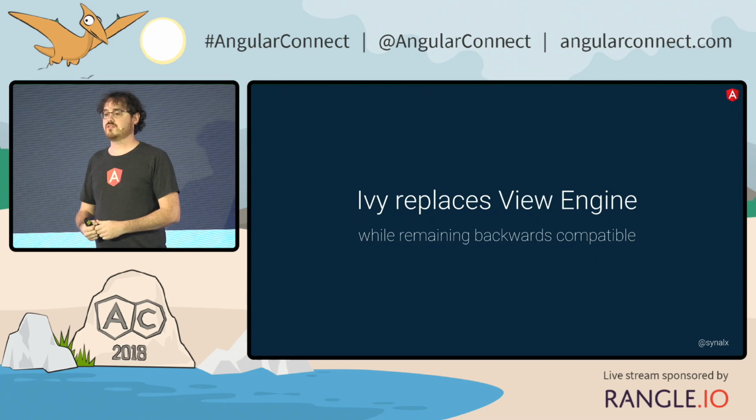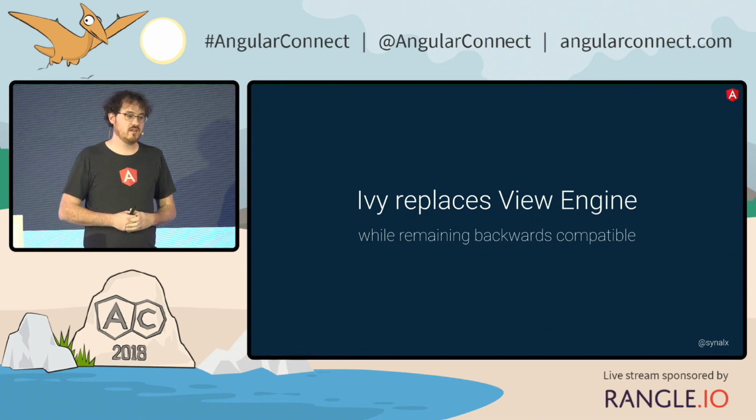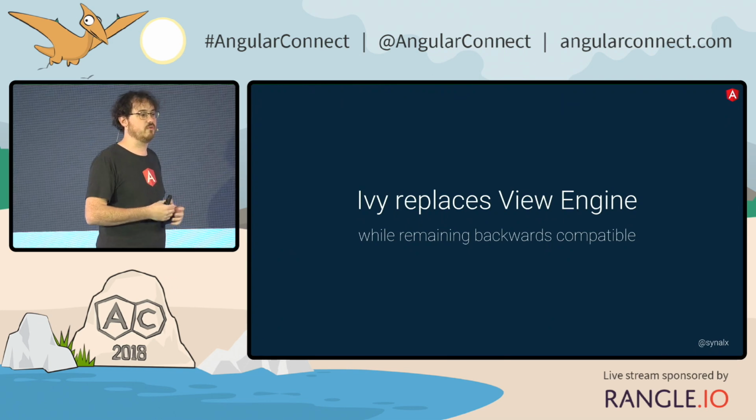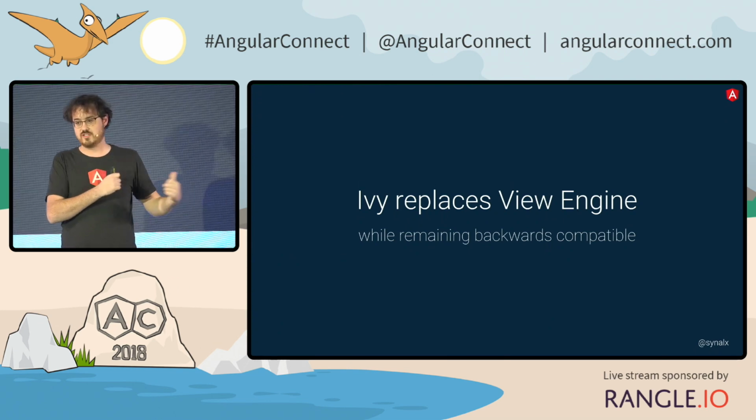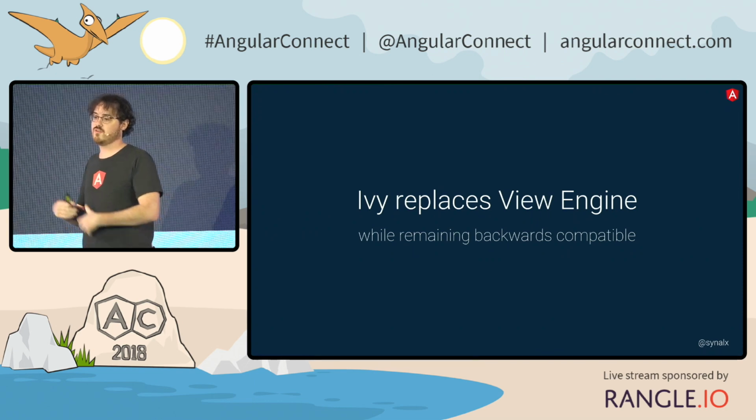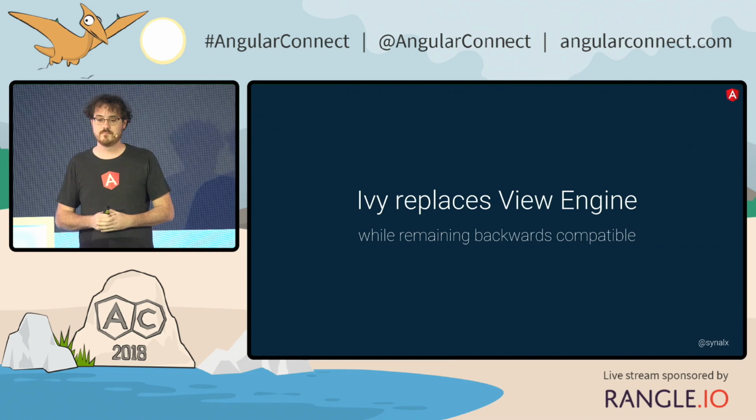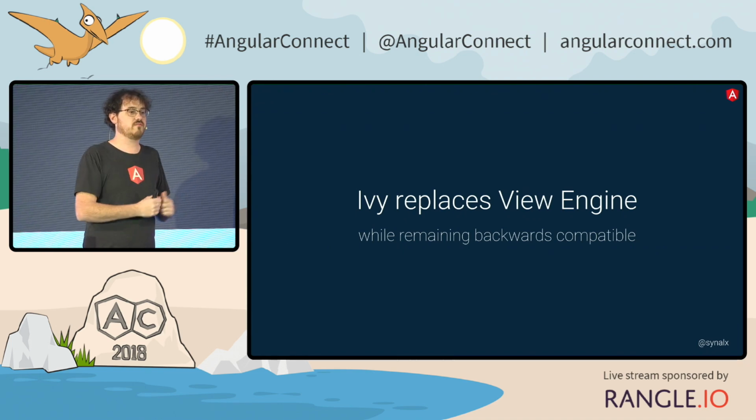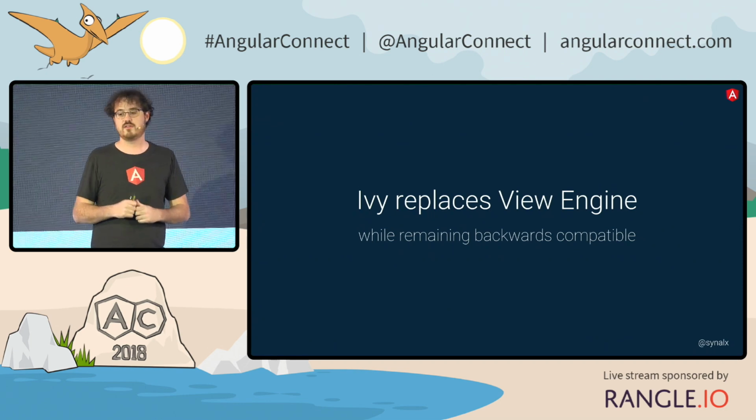So Ivy is along the same vein. It's a replacement renderer for Angular. And it has the same fundamental moving parts. It has a template compiler, which translates HTML templates to code, and has a runtime, which supports rendering and change detection in the browser. And it's a replacement for the view engine in that the exact same applications can compile on Ivy as did before.